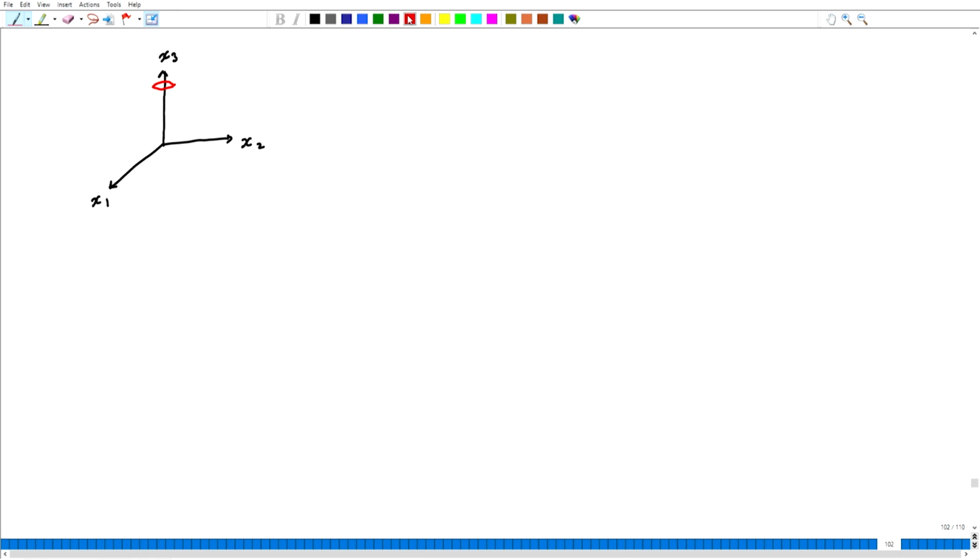The result that we got from this was that the tensor is of this type: T11, T12, 0, T12, T22, 0, 0, 0, T33. Now, suppose I put a two-fold rotation symmetry along x1 as well, then how will this tensor transform?